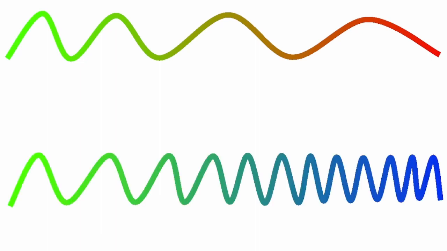Redshift is when the wavelength of light starts to increase, turning it red. Blueshift is when the wavelength of light starts to decrease, turning it blue. There are three main causes of this change in frequency. The first is the Doppler effect.